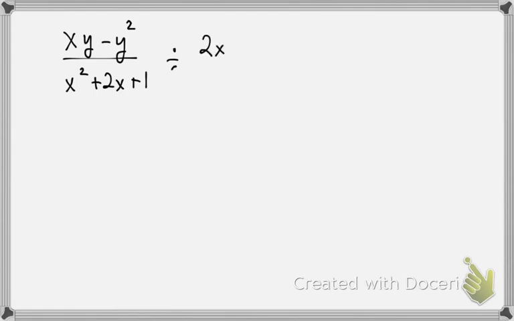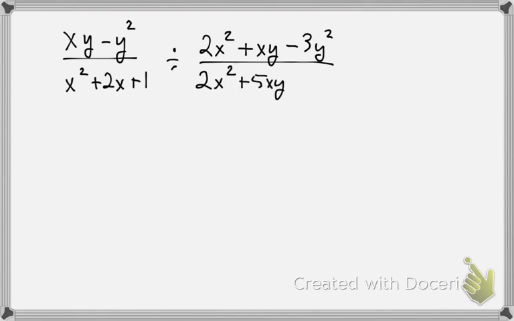What if I give you (xy minus y squared) over (x squared plus 2x plus 1) divided by (2x squared plus xy minus 3y squared) over (2x squared plus 5xy plus 3y squared)? Now, the number one mistake: you cannot just start slash and burn.